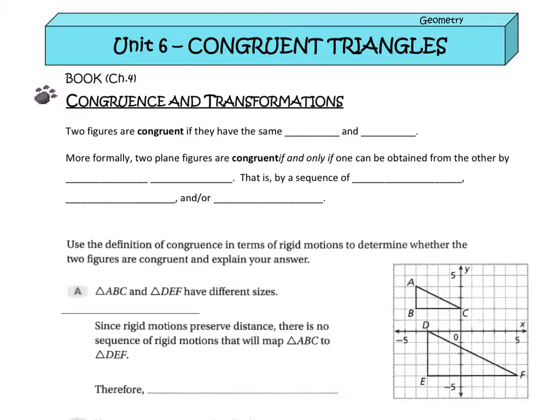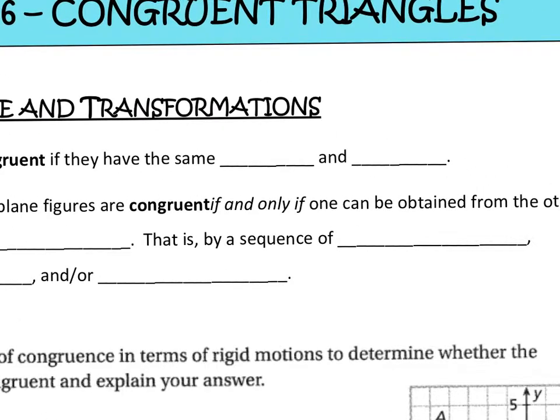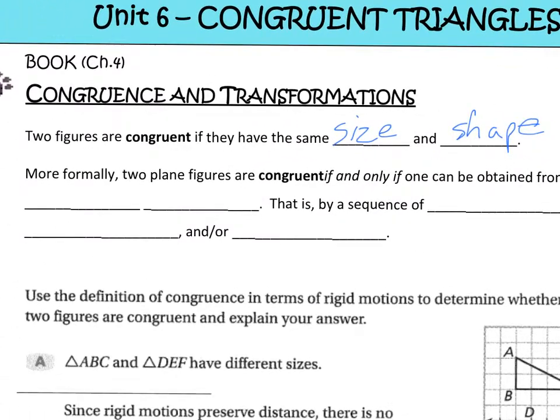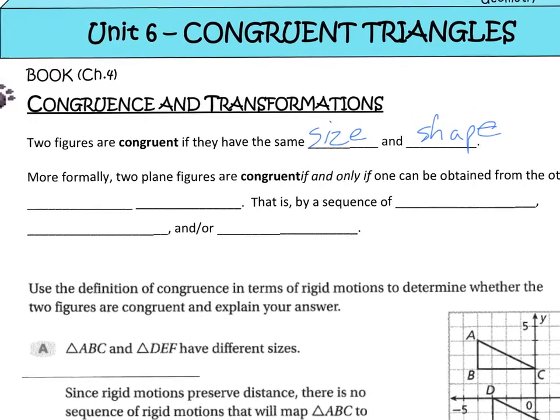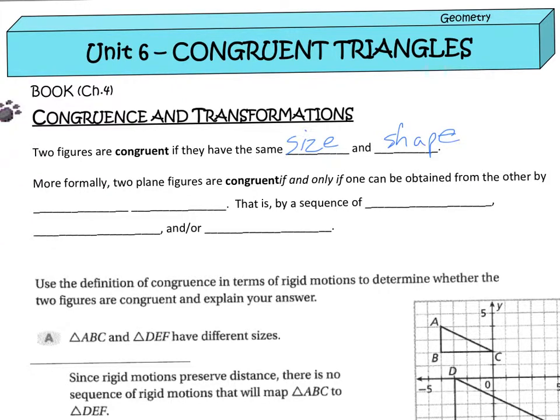Filling in our definitions from our notes, we have two figures are congruent if they have the same, and you'll recall this, size and shape. You recall that we use those terms when talking about transformations, and you'll specifically remember rigid motion. The more formal definition: more formally, two plane figures are congruent. By two plane figures, they mean two figures, if and only if one can be obtained from the other by, and this is where that rigid motion came in place.